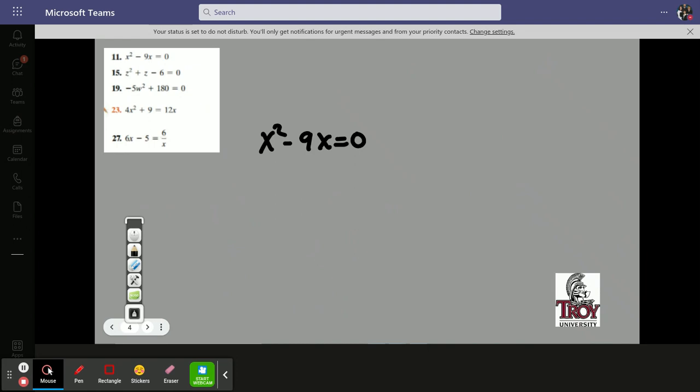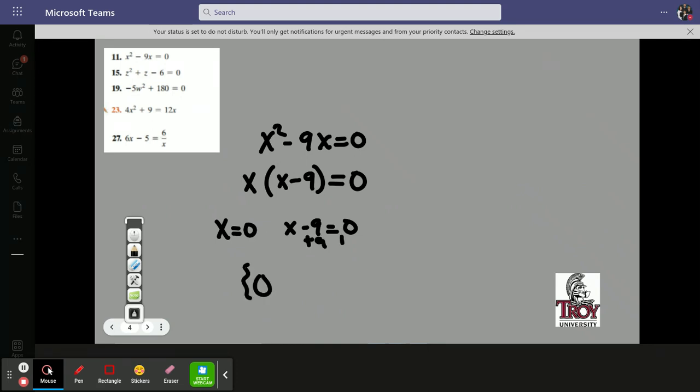Okay, all right. So what can I factor out of this one? X. So I'm going to take that x out, and that's going to leave me with... so if these two multiplied are going to equal 0, then x equals 0, or x minus 9 equals 0. So my solution set is going to be 0 or 9. Yes?